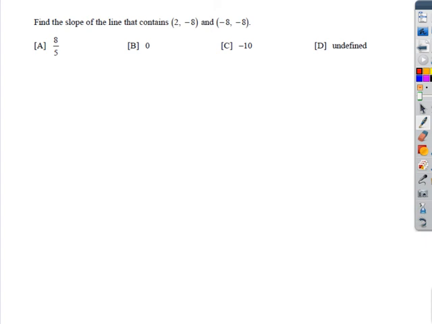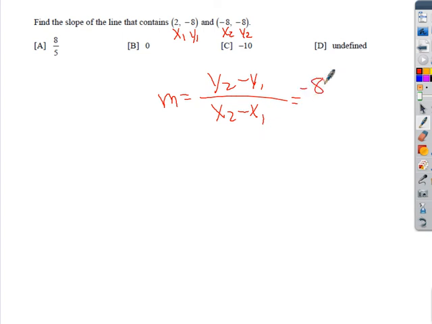X sub 1, y sub 1, x sub 2, y sub 2, slope formula, y sub 2 minus y sub 1 over x sub 2 minus x sub 1. Y sub 2 is -8 minus y sub 1 is -8. X sub 2 is -8, a lot of -8s, minus x sub 1 is 2, finally something different. I got -8 plus 8, that's 0, and then -8 minus 2 is -10.